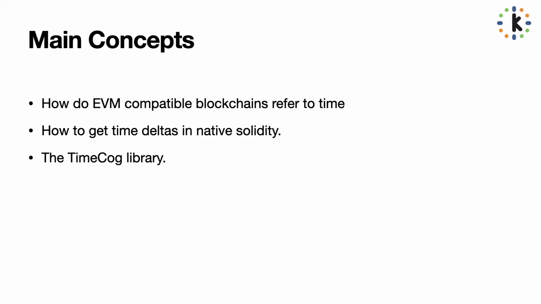Then we are going to cover how to get time deltas in native Solidity. By time delta, we mean changes of time. Let's say that we want to find what is the current time after we add some days, some months or hours, and how we can do that in native Solidity. And then we're going to talk about the TimeCog library, which will make all of that much easier in certain cases where native Solidity is not cutting to the chase.